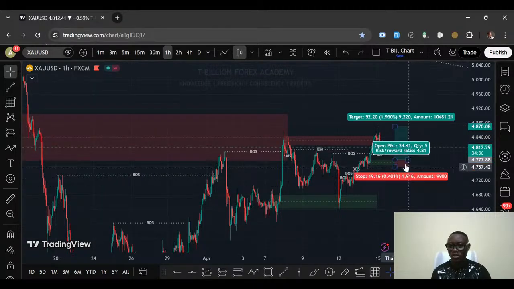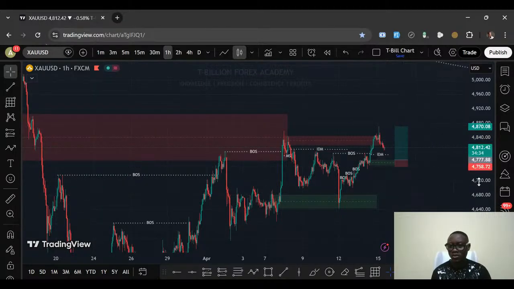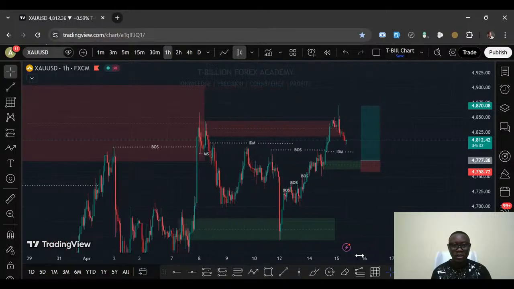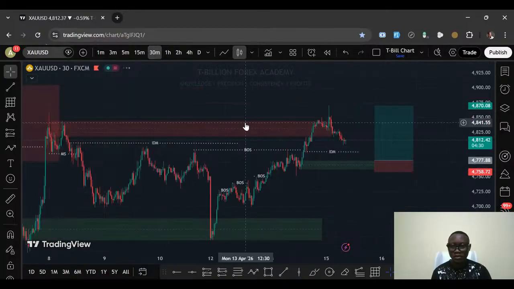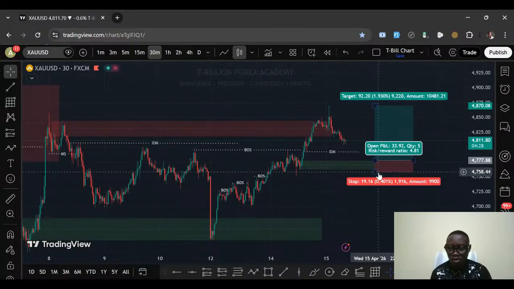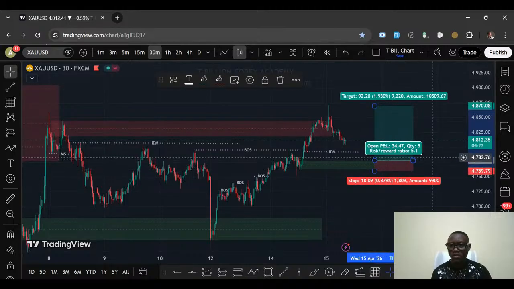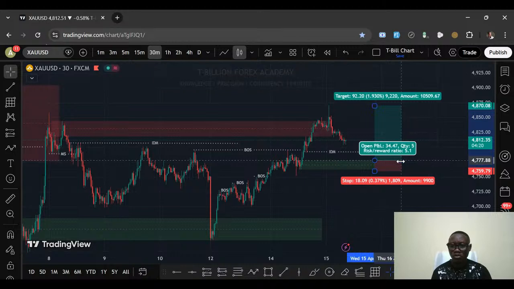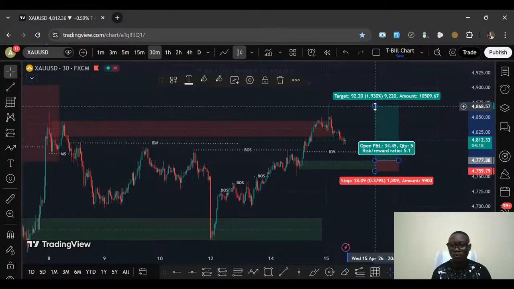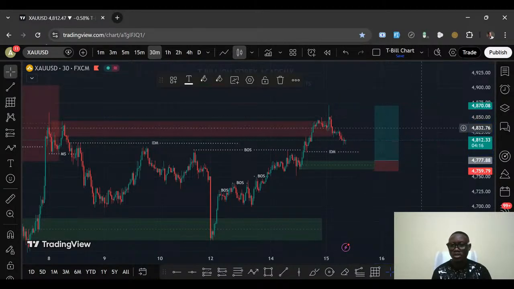All right, and that is a 1:4.18 risk to reward ratio. Let's drill down to the 30-minute time frame to look for possible refinement of our SL. You see right here, we are good. And that gives us a 1:5.1 risk reward ratio. Now TP is right here.